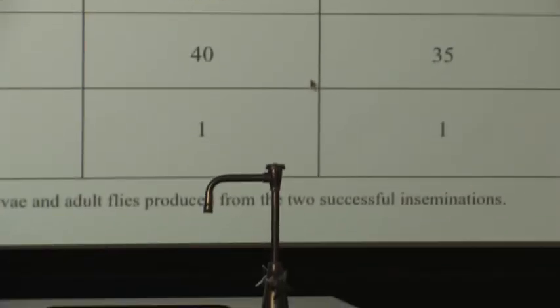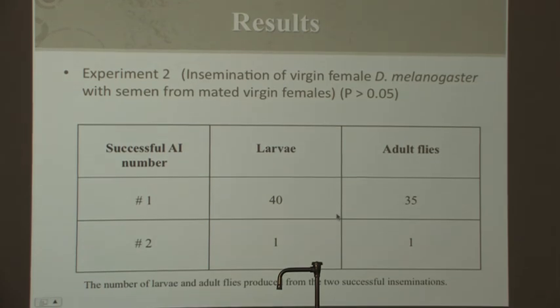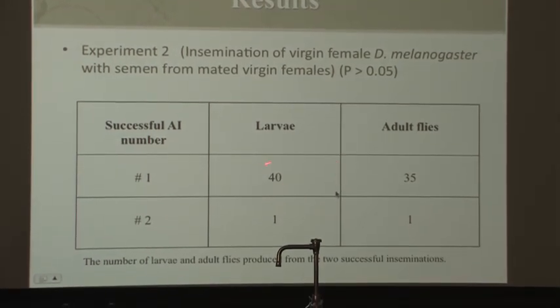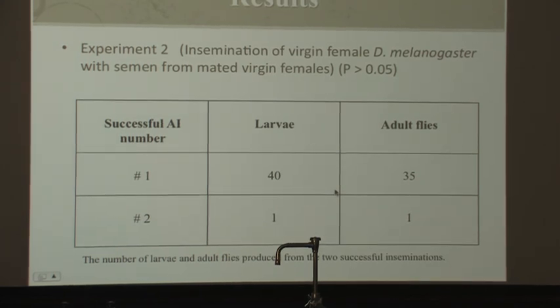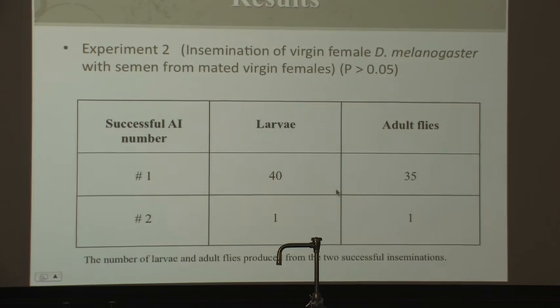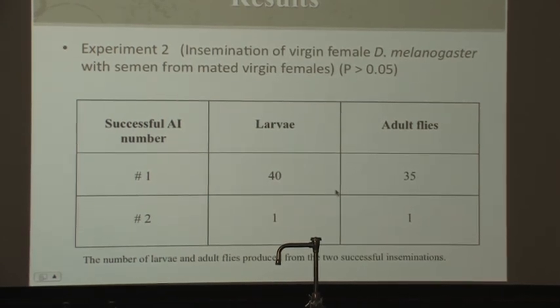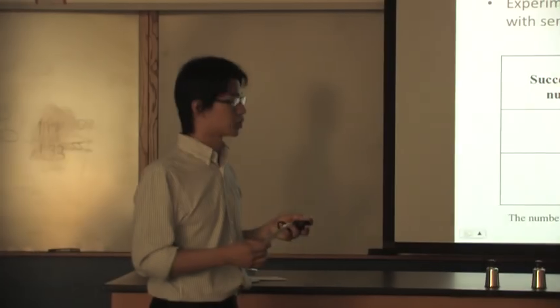The next table shows the number of larvae and adults produced from the 2 successful inseminations. The first one produced 40 larvae, and 35 became adult flies after eclosion. The next one had 1 larva, which became an adult fly. However, after the statistical analysis, we cannot get a significant difference in larva production between the inseminated virgin females and the virgin females of the control group.